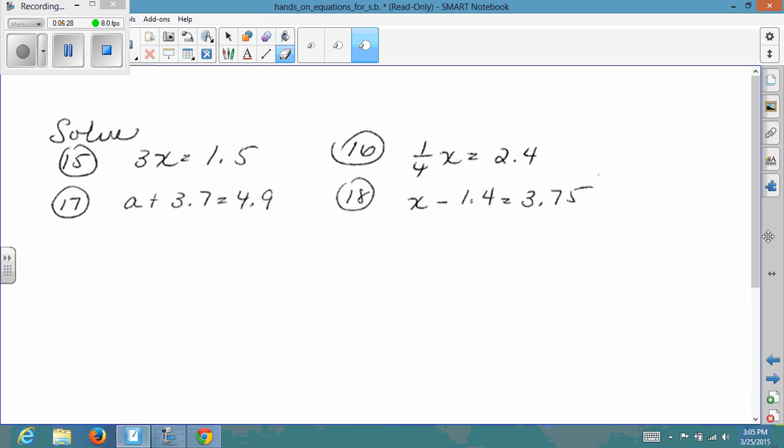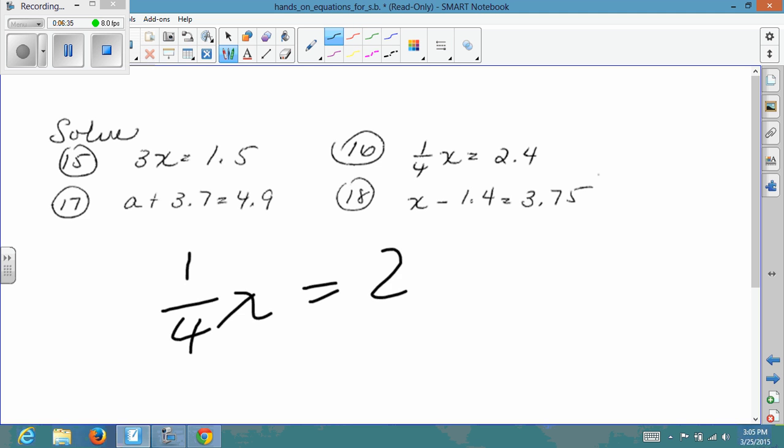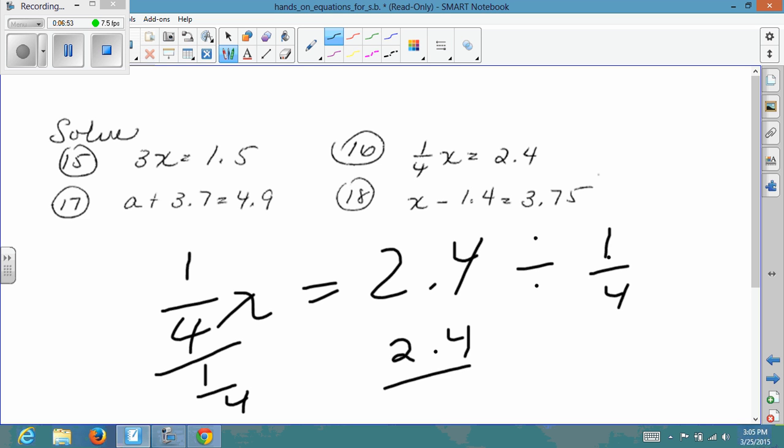Number 16, so the 15 was done for you too. Number 16, 1/4 x equals 2.4. Who's the variable? X. What's happening to it? It's being multiplied, so you're going to divide by 1/4 and divide by 1/4. Uh-oh, now I got a fraction and I've got decimals. What do I do? Well, same times reciprocal. So it's 2.4 over 1 times 4 over 1. Well, that's easy. You just multiply 2.4 times 4 and you've got your answer.